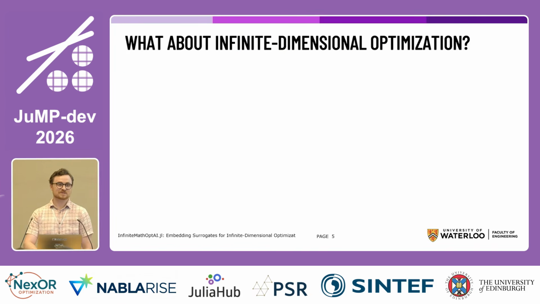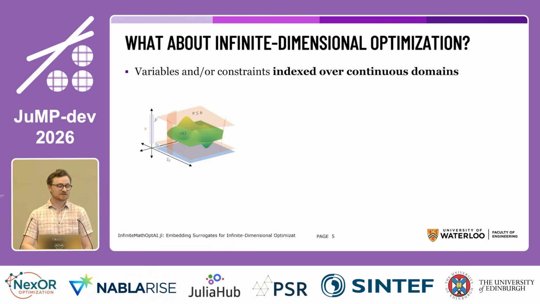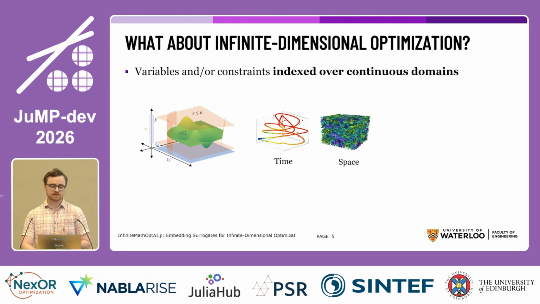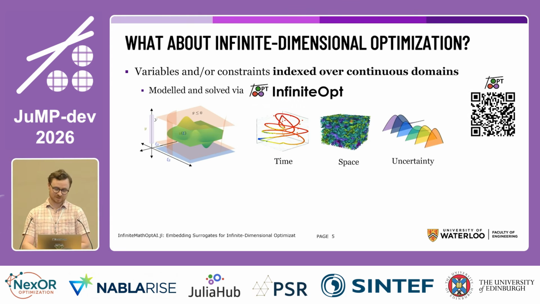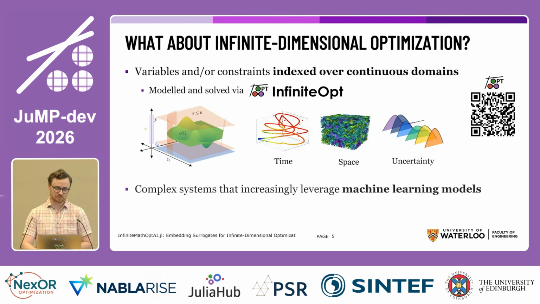So what about infinite-dimensional optimization? My student already introduced this this morning, but basically the idea here is we want to optimize variables or decisions that are functions over continuous domains. So we have a dynamic optimization problem, PDE-constrained, stochastic, or combinations of those things. InfiniteOpt is a great package to make that all possible. If you want to learn more, you can go to that QR code. We also had a nice long video on this last year at JuMP-dev if you want to get a more up-to-date overview.